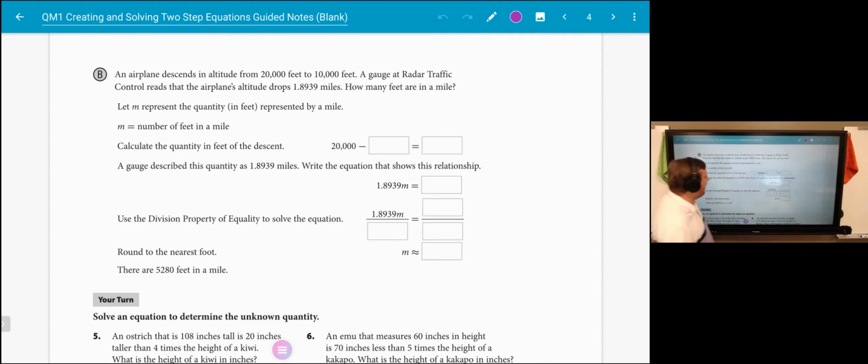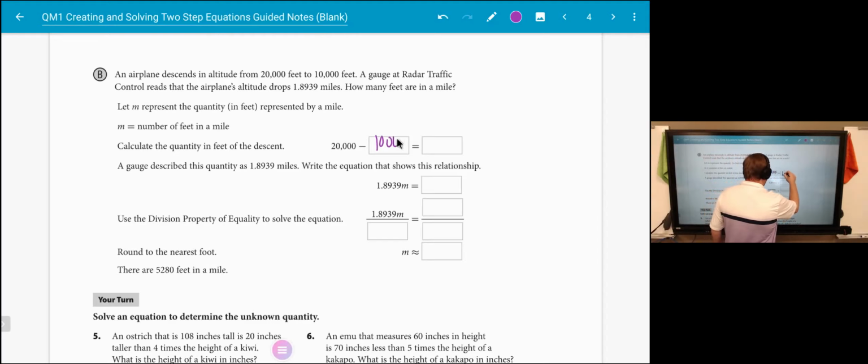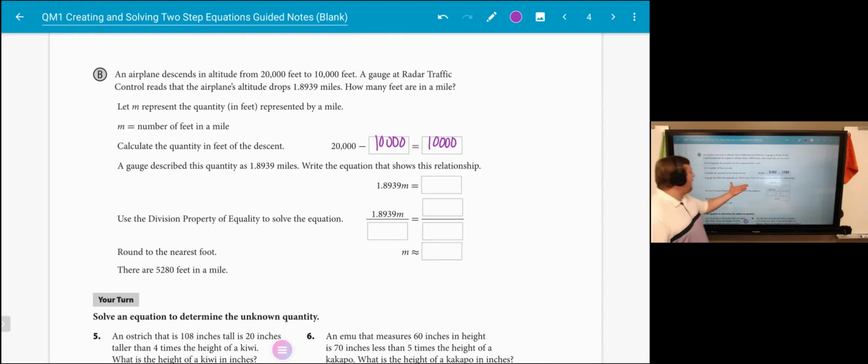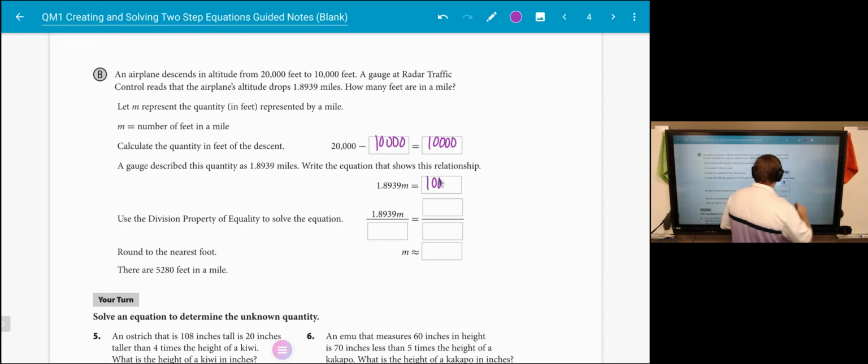Calculate the quantity in feet of descent. It goes from 20,000 feet to 10,000 feet. That is a drop of 10,000 feet. I know that 1.8939 miles was what the gauge showed. So 1.8939 miles is equal to 10,000. I'm sorry, 1.8939 miles is equal to 10,000 feet.